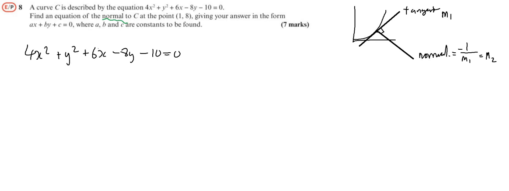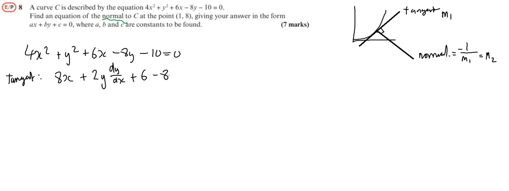Right, so let's have a look. The first thing I have to do: I want to find the equation of the normal, so I need to find the tangent. So we have to differentiate this equation. The first one is just an x term, so that's just 8x. The next one is a y term, so now I do 2y dy by dx because I don't know in terms of x what this is. Now, next one, I've got 6x, so that's 6.